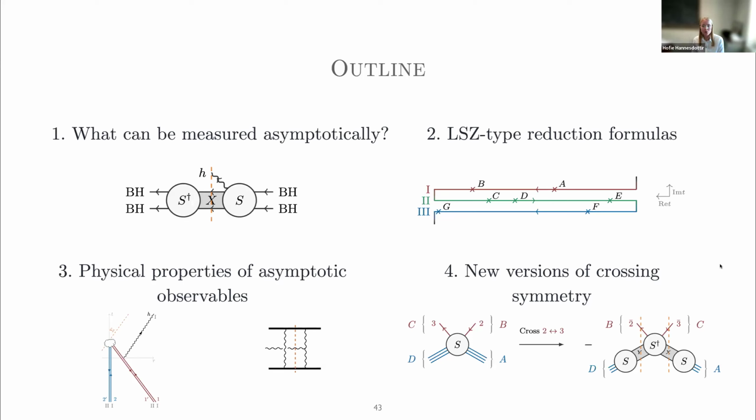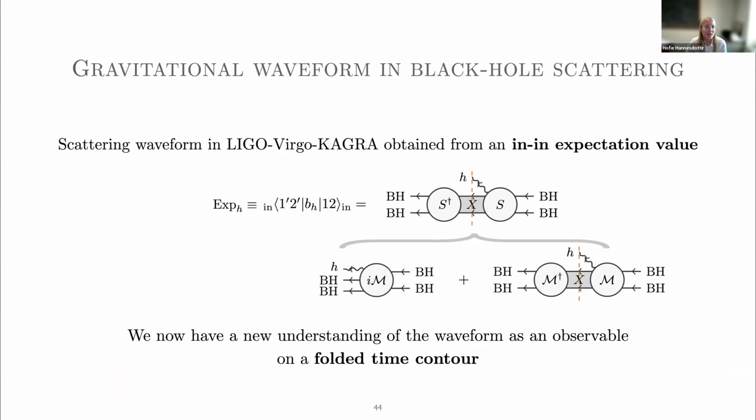Okay, so now that we've talked about L and C, I wanted to briefly talk about the physical properties of asymptotic observables before we go again to crossing, which is, to me, one of the most exciting parts of this story. So let me keep talking about the scattering waveform, as we could potentially measure in gravitational wave experiments. We've talked about how it's obtained from an in-in expectation value. And now with LSZ, we have a new way of understanding this as an observable on a folded time contour. So basically time flows forward over here and then backward over here. So we're really measuring this graviton in the far future.